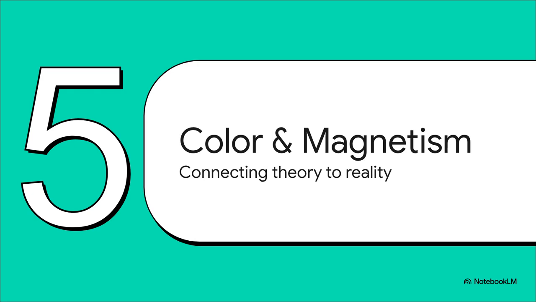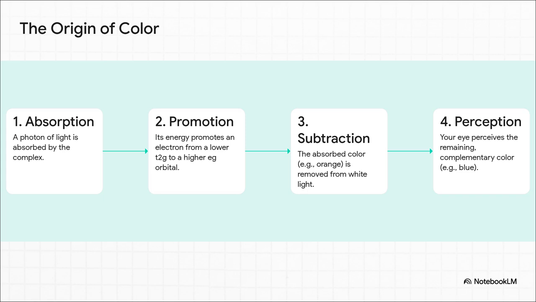And now it's time for the big payoff. We've just built this entire theoretical model of splitting orbitals and electron spins. So how does any of this connect back to the real-world stuff we can actually see and measure, like the colors and the magnetism we talked about at the very beginning? The origin of color is tied directly to that energy gap, delta.